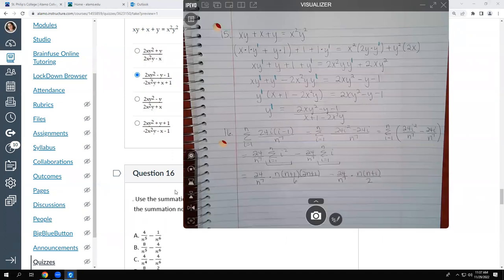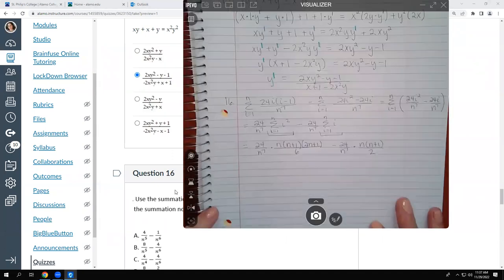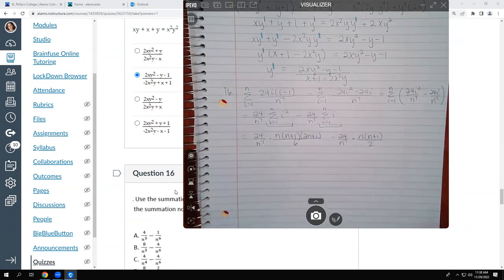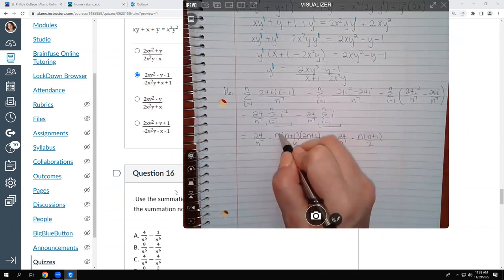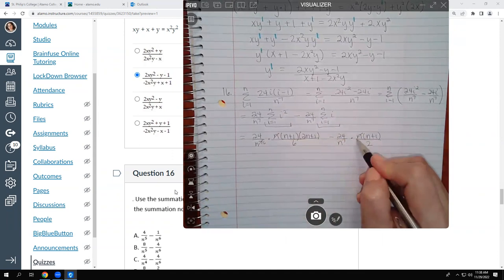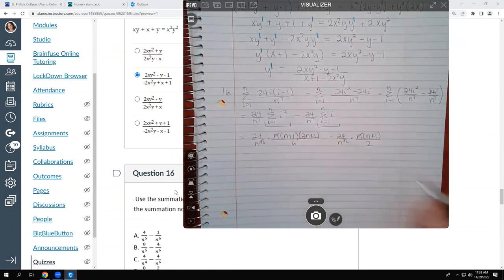There we go. So now we just need to simplify this, because it looks like it just has two fractions at the end. Yay, algebra. I'm going to cancel this with one of these, leaving me with 6. And I'm going to cancel this with one of these, leaving me with 6.